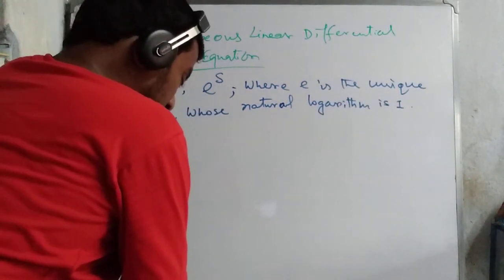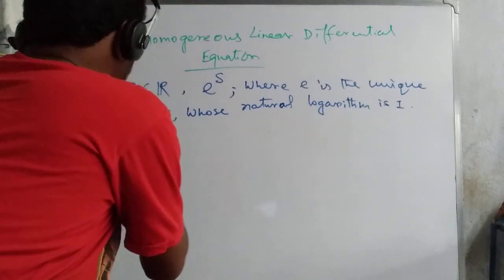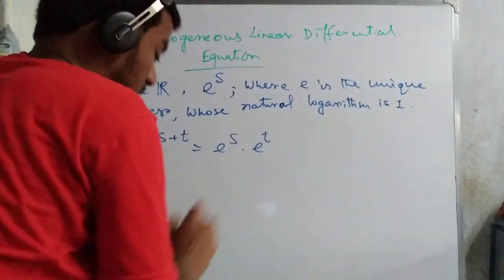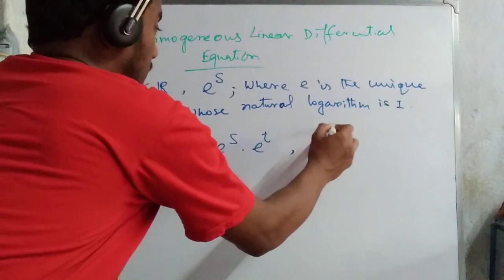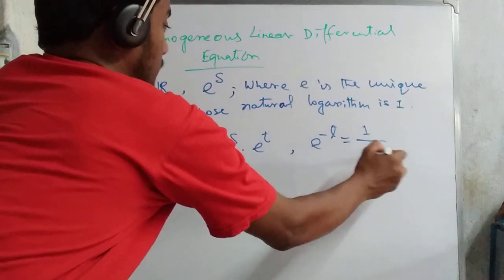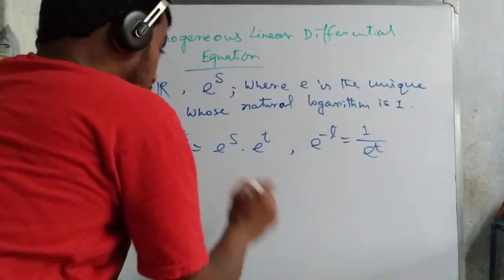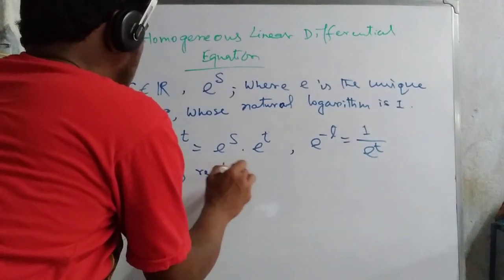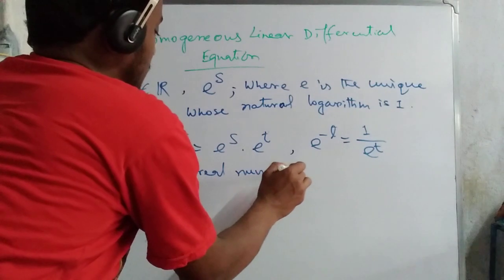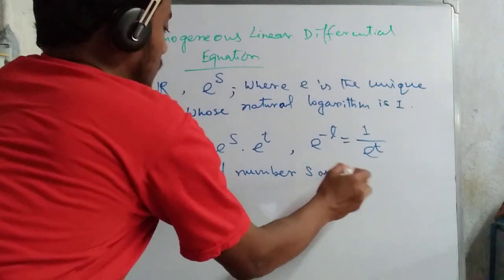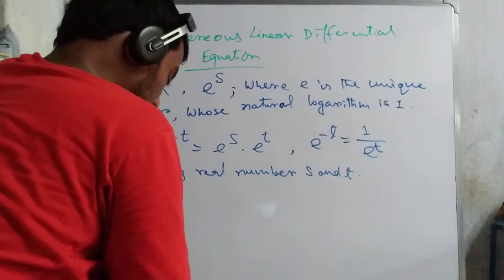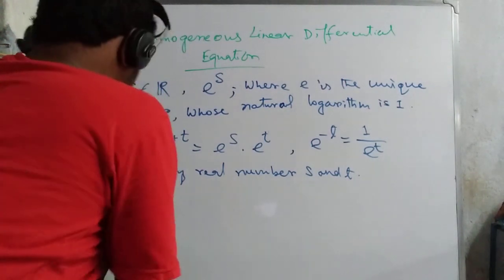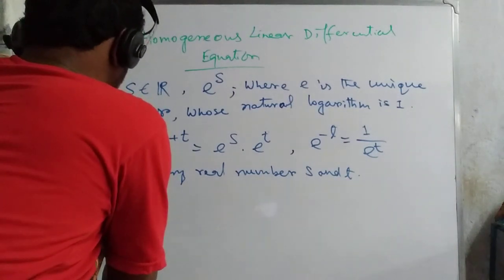Then obviously we know that e to the power s plus t equals e to the power s times e to the power t, and e to the power minus t equals 1 by e to the power t, for any real numbers s and t. Understood? And in this way we also define another one.